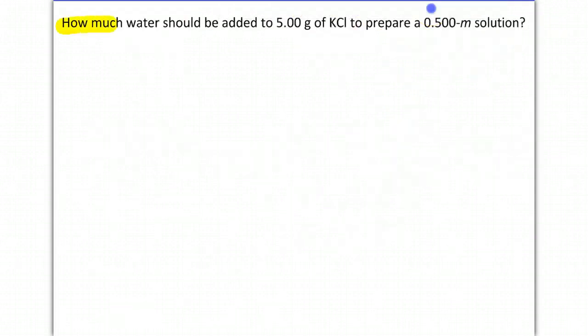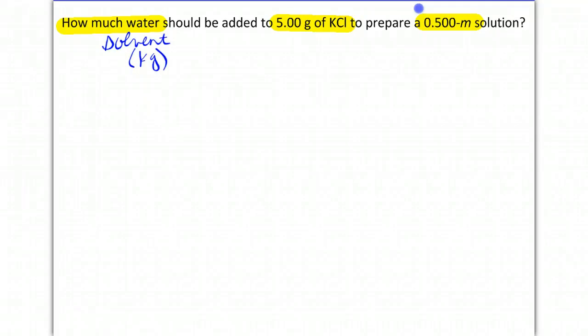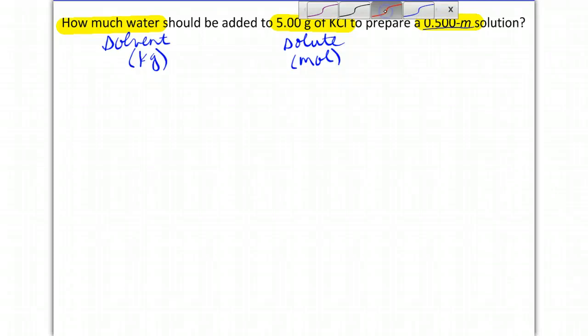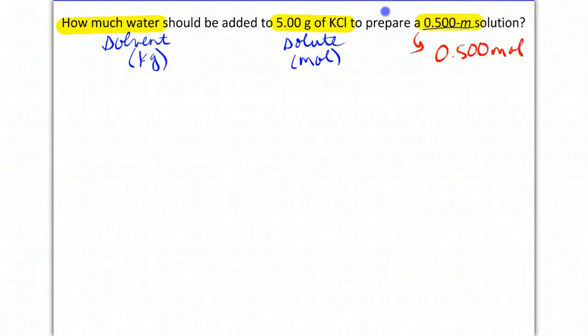In this problem, they're asking how much water should be added to 5.00 grams of potassium chloride in a 0.5 molal solution. So water is our solvent, and they said how much, they didn't specify, so we'll just end our problem at kilograms. And they gave us the amount of solute, which remember should be in moles, but they gave it to us in grams. We're also going to take our molality and convert it. So it's going to become 0.500 moles over 1 kilogram.